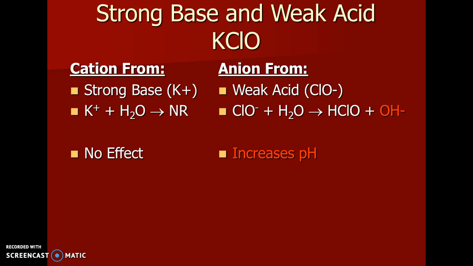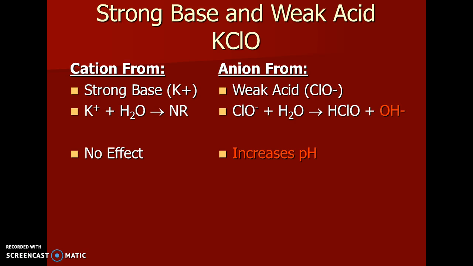But what about if we had a different kind of salt, like potassium hypochlorite? Again, that would dissociate into potassium and hypochlorite. The potassium, if it reacted with water, would steal a hydroxide to neutralize its charge and become potassium hydroxide. Well, potassium hydroxide is a strong base. That's not going to form, therefore there's no reaction and no effect to the pH.